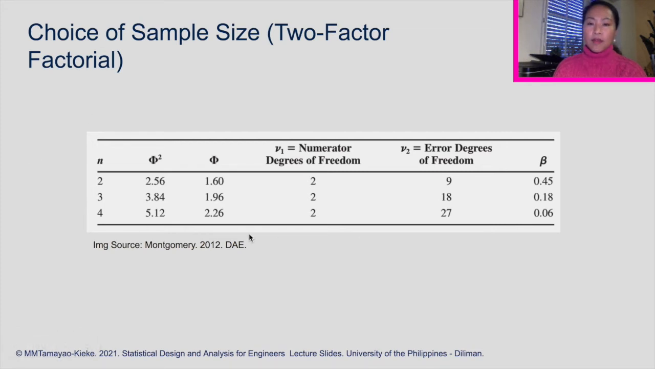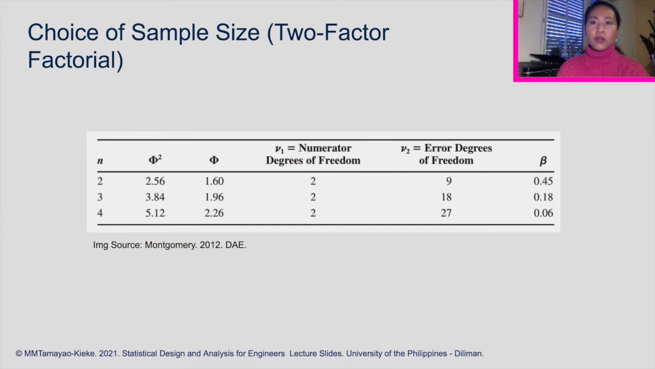You can see that at n equals 4, the risk beta is equal to 0.06. This means that the power of the test is about 94%. That means that there is a 94% chance of rejecting the null hypothesis if the difference in battery life at any two temperature levels is greater than or equal to 40 hours. Based on this, we conclude that 4 replicates is sufficient as long as the assumption that the standard deviation of 25 hours is not seriously erroneous.